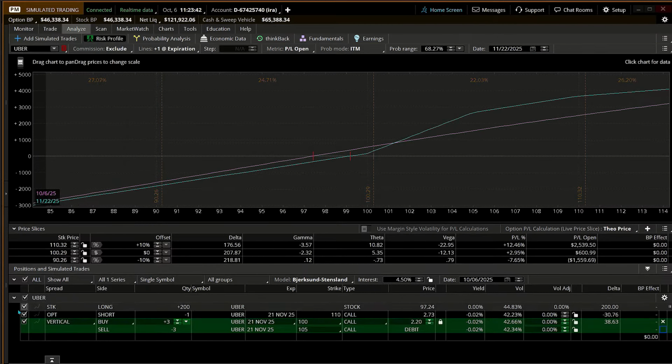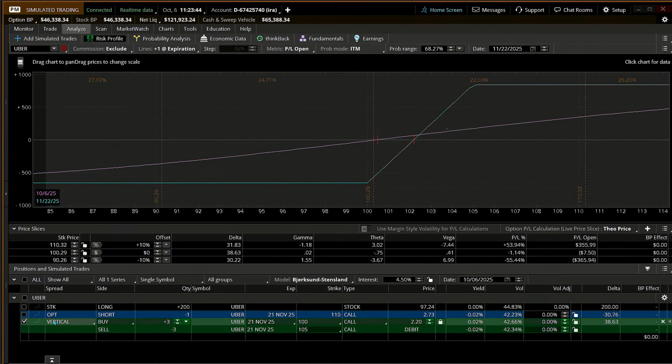Now, what you're going to notice is I'm only going to check the new vertical trade. So if we said, well, how bullish is this position? The answer is 38 delta. So if the stock goes up $1, approximately, the 3 contracts will be up 38 bucks.